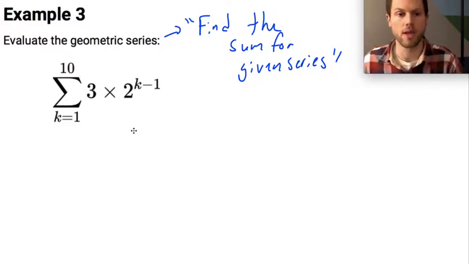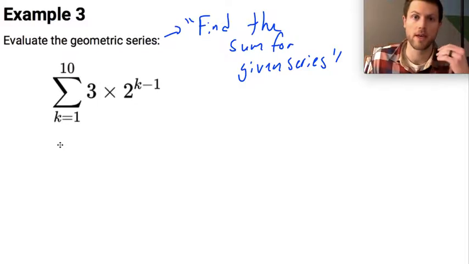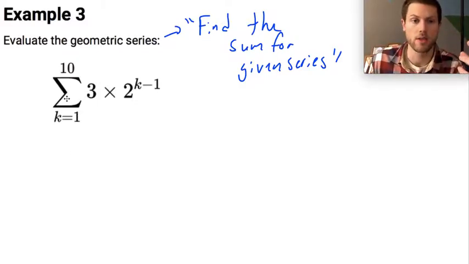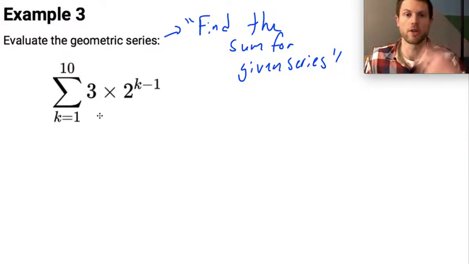So again, let's break down what this means. This sigma means I want to find the sum. This is my key symbol saying that I'm talking about a series. And I want to take the first term all the way up through the 10th term of this series. And I'm going to use this formula to generate these terms.